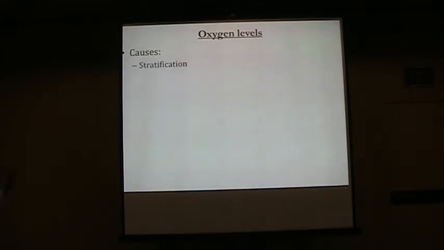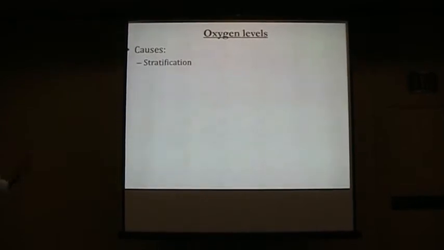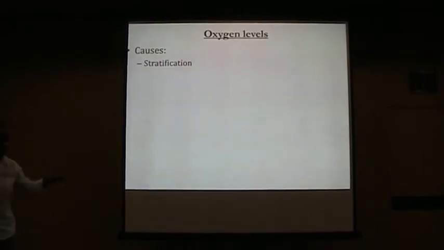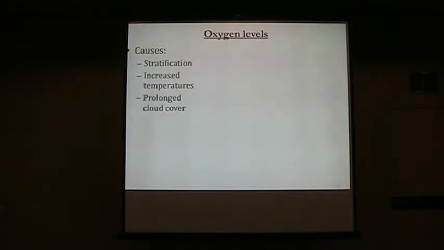So there are a number of reasons why oxygen levels might vary within a lake or a pond. And I left out supersaturation, which can also affect fish, but I'm focusing on low levels of oxygen. So stratification is one thing, and I'll talk about that in a bit. Increased temperatures, of course, if the water is warmer, it holds less oxygen. Prolonged cloud cover, this is something that we see down in Florida.